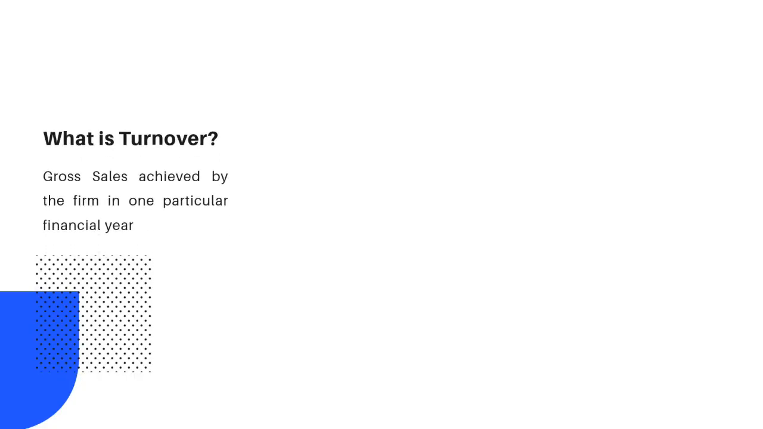Before we begin, can you tell me what is meant by turnover? Turnover is nothing but the gross sales achieved by a firm or company in one particular financial year. Now, let us see the turnover algorithm step by step.